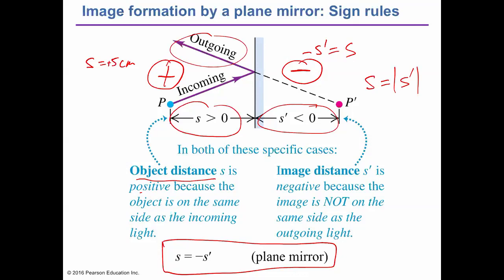Every time you have an image that is in the back of the mirror, its distance is going to be negative, plus it's going to be virtual. You can always assume this. If you have an image that is formed in the back of the mirror, it's a virtual image. Again, why is it virtual? Because none of the actual outgoing light rays go through that point P prime, so we have to virtually trace them back to appear to be originating at point P prime.